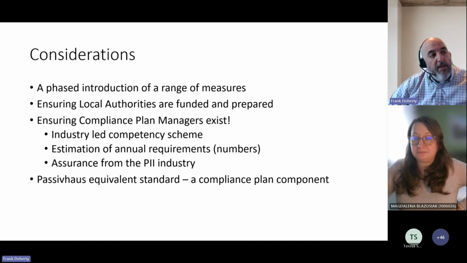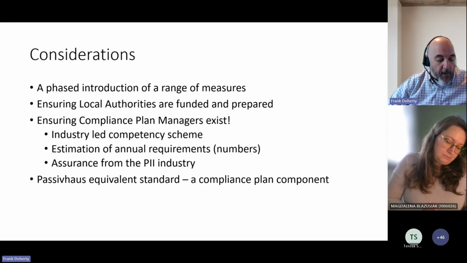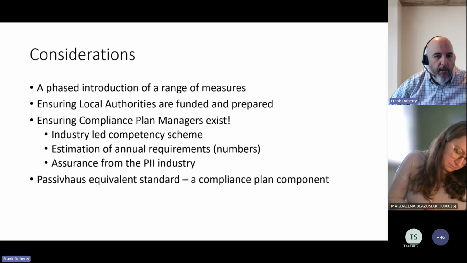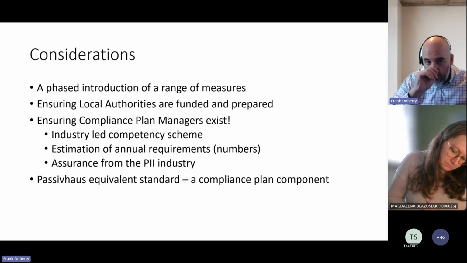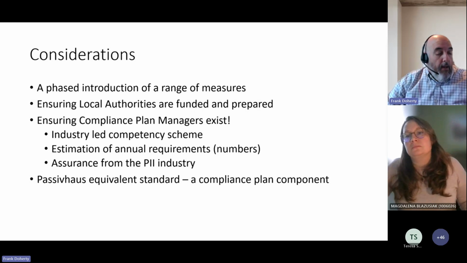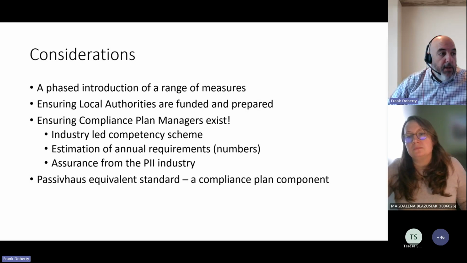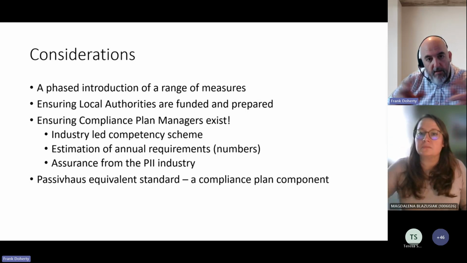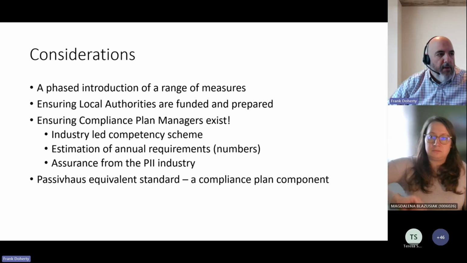And in terms of compliance plan managers, we need to make sure that by the time we bring them in, they're actually something that exists. So we are working with industry on an industry-led competency scheme, and we're not relying on that, but we're hoping that will lead to a scheme that is across different professional disciplines in Scotland. We have a project at the moment looking to estimate the annual numbers of high-risk buildings that might need that full compliance plan approach and that compliance plan manager.